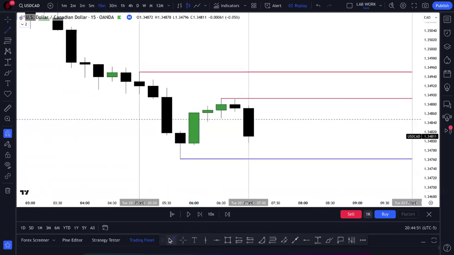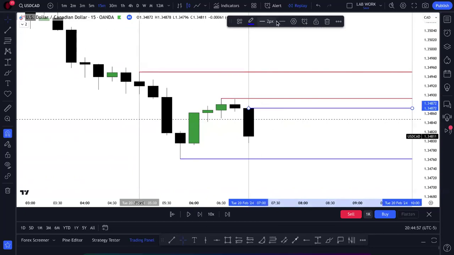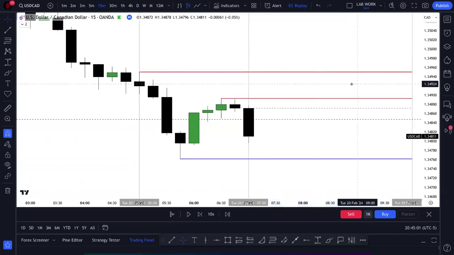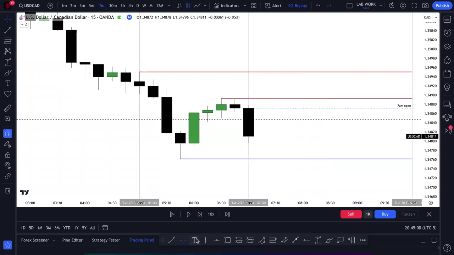And we also have New York session just starting. And as it starts, it doesn't run out any liquidity pools that we have marked off. It doesn't run out of swing high. It doesn't run out of swing low. And we'll just mark this off so we can see it. 7 a.m. open. And then we'll write out weekly open so we can tell the difference between the two.